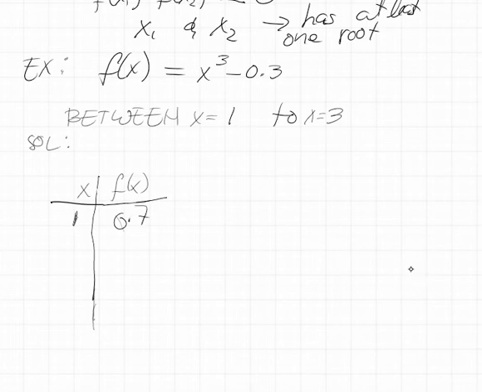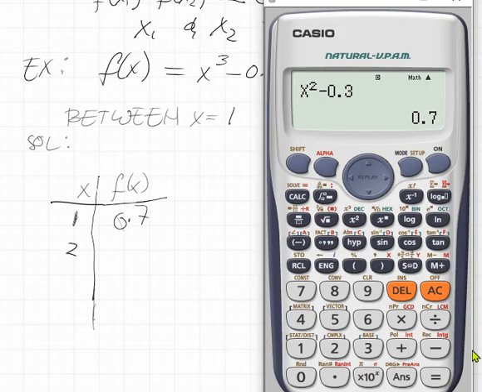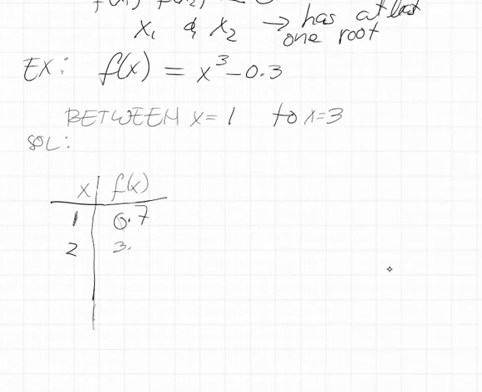Then after that, we go to 2. So for 2, press calc again, and press 2, equals, so 37 over 10, or 3.7. And observe the value of f of x.